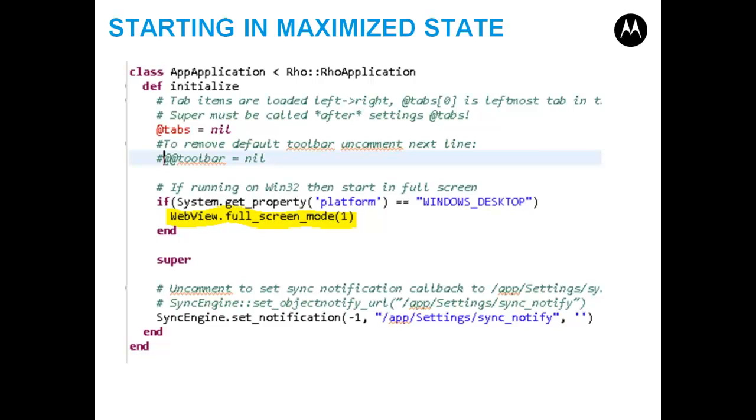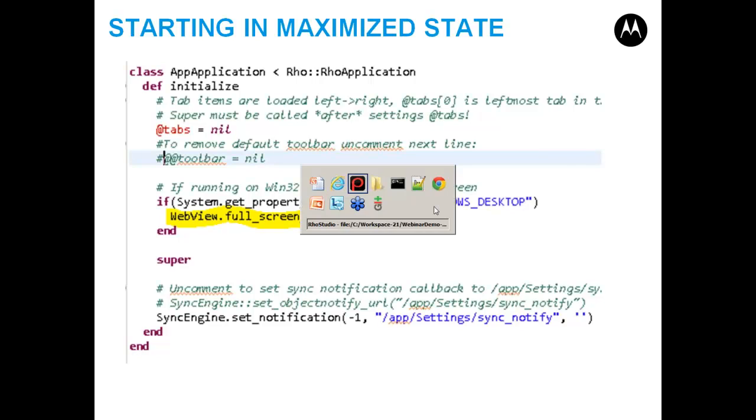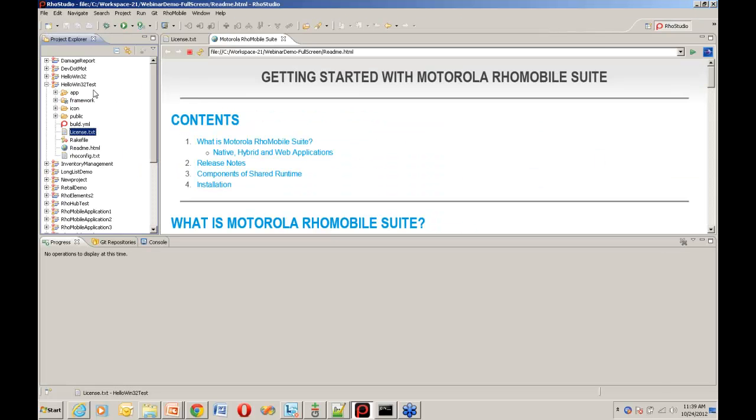All right, so the other thing you may want to do is start your application off in a maximized state, right? So here in my application.rb, where the application is initializing, I'm using that System.get_property again, and checking for Windows Desktop, and then I'm calling the WebView, which is one of our APIs, and calling the full screen mode method. So let's do that in our application just as a quick example.